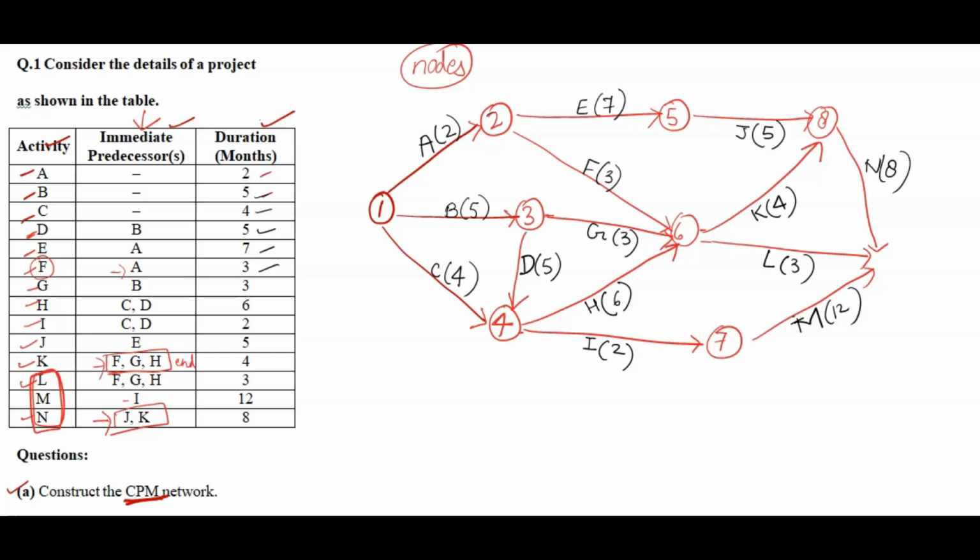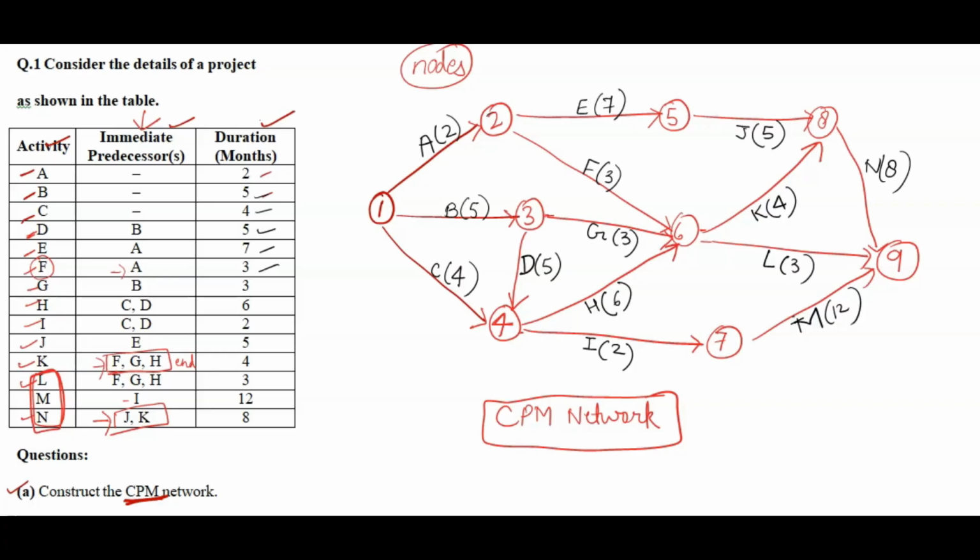So the last node, the 9th node, will come here. So this is the CPM network. This is known as CPM network. Now we have created this network. In the next video, you will see how to form the critical path through this network.